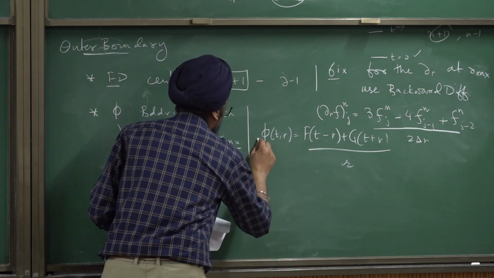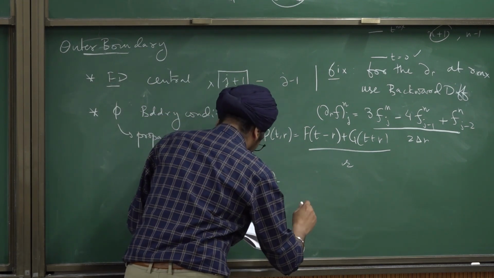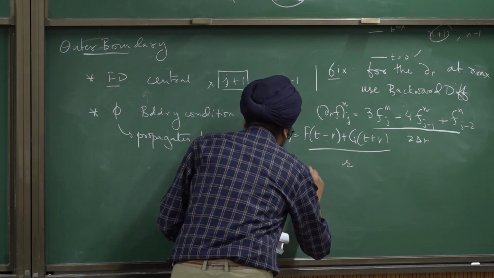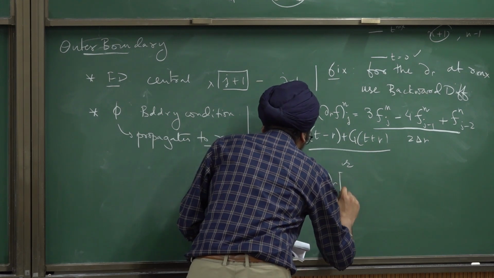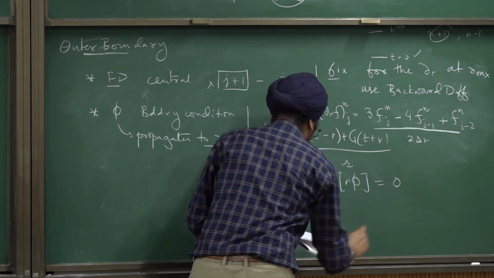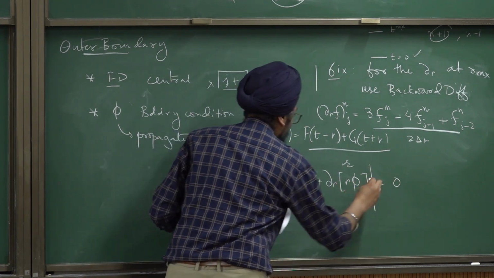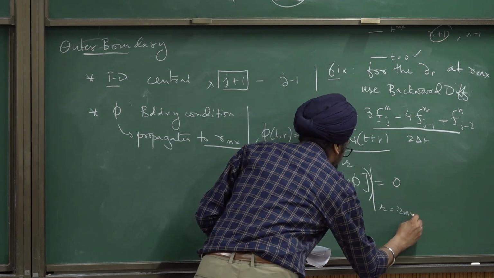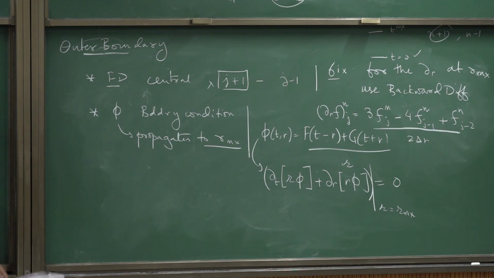So you get the condition from here, which is del t of (r phi) plus del r of (r phi) equal to 0. This is true at r equal to r max, at the outer boundary.